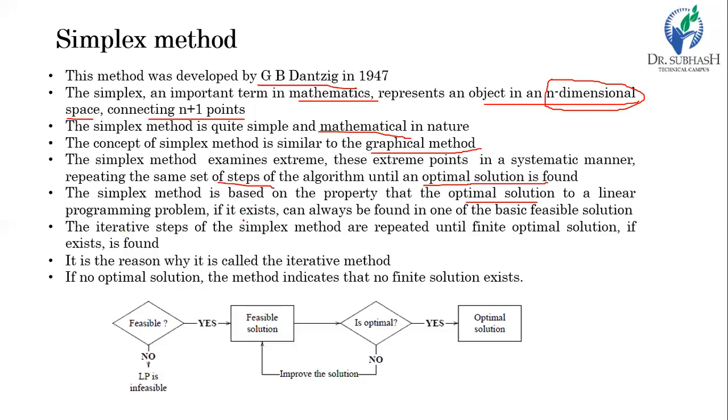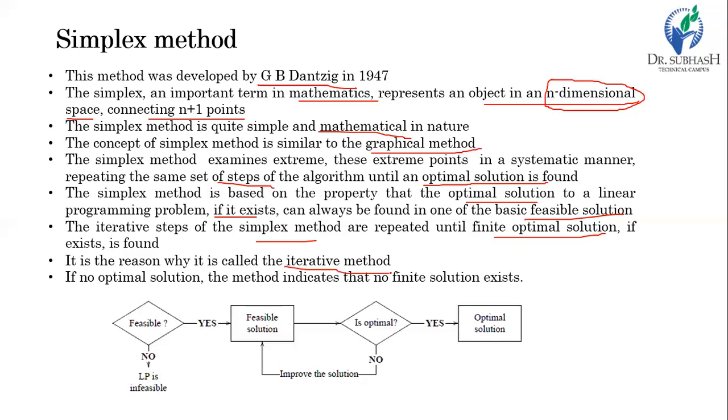The simplex method is based on the property that the optimal solution to a linear programming problem, if it exists, and that may be the case where the optimal solution may not be available, can always be found in one of the basic feasible solutions. The iterative steps of the simplex method are repeated until the finite optimal solution is achieved, if it exists, and that's why it is called an iterative method.